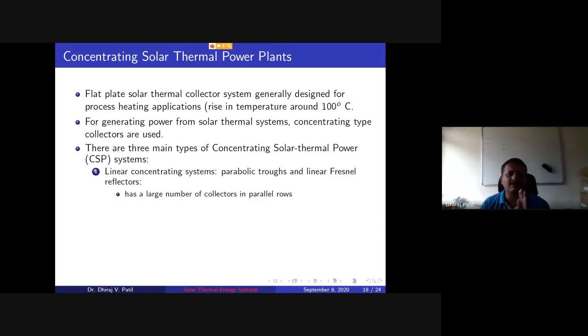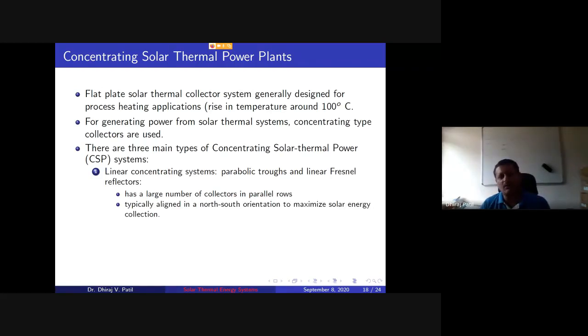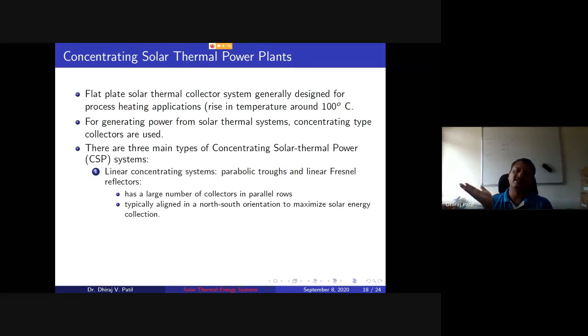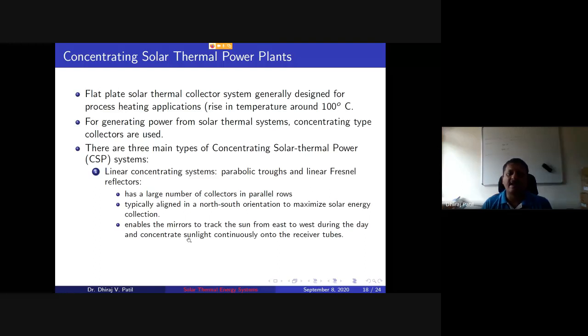That means it has a large number of collectors in parallel rows, typically aligned in a north-south orientation. It is not east-west orientation; it is north-south orientation, so that the concentrating surface, a parabola, can see the sun from various angles. So this is only one-axis tracking, and it enables the mirrors to track the sun from east to west during the day and concentrate the sunlight onto the receiver tubes.